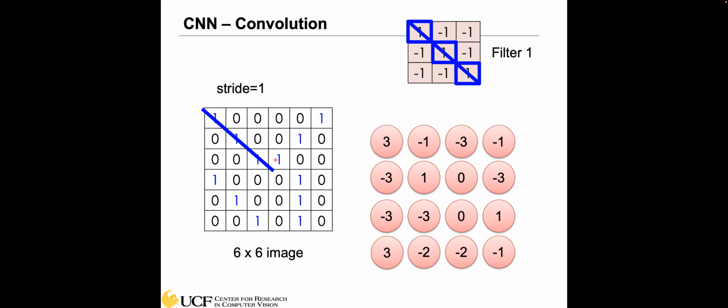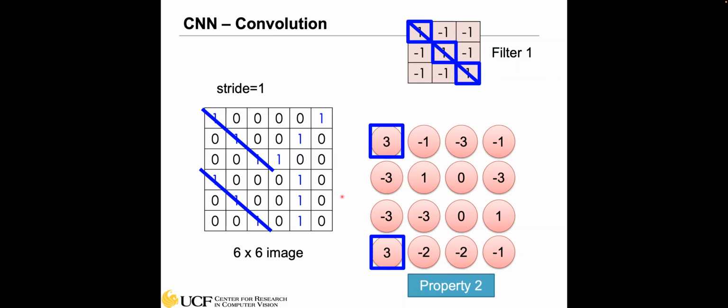So for this particular example, for this particular filter, you are able to detect this diagonal pattern. That's property 2, which means some patterns appear in many places of the image. Here, we are able to detect these two local patterns, diagonal edges. You can think of this as an edge detector, detecting this kind of diagonal edge with this direction.